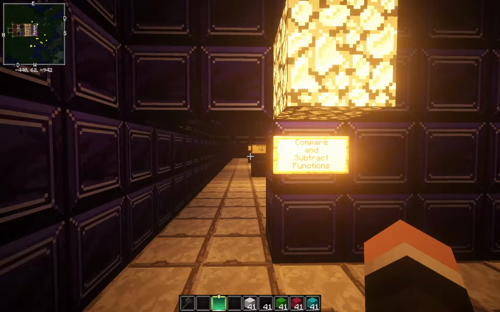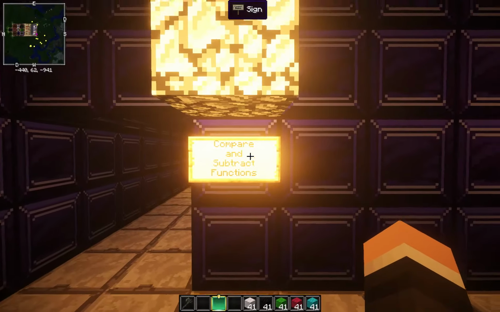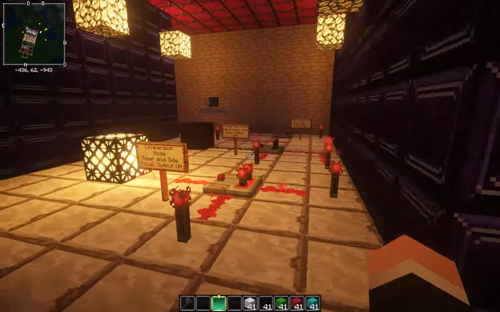Hello and welcome to our 7th Redstone guide video and the second one about comparators. Today we're going to look at the compare and subtract functions of a comparator.